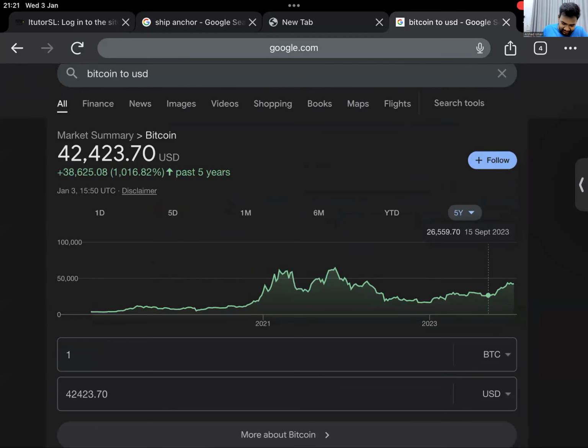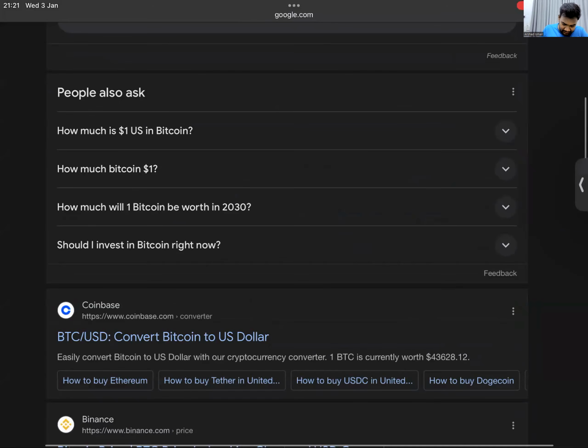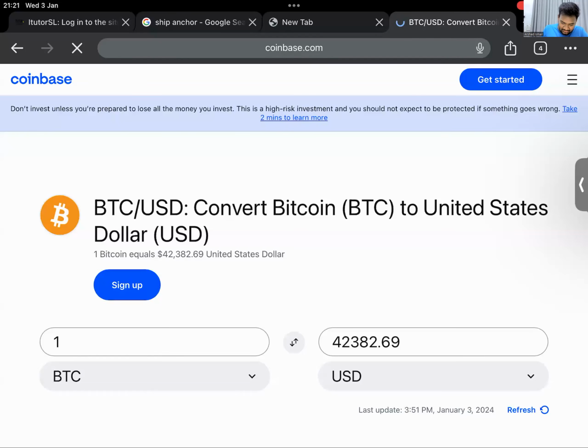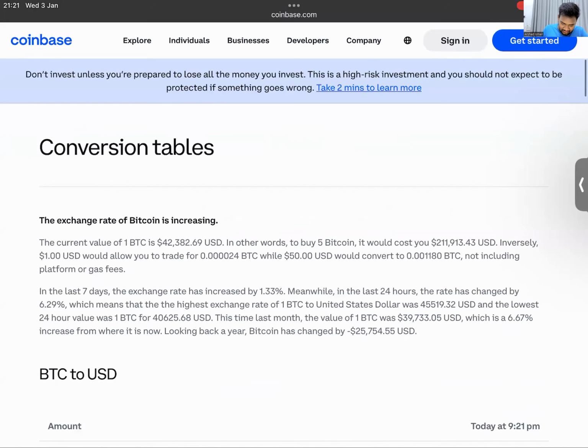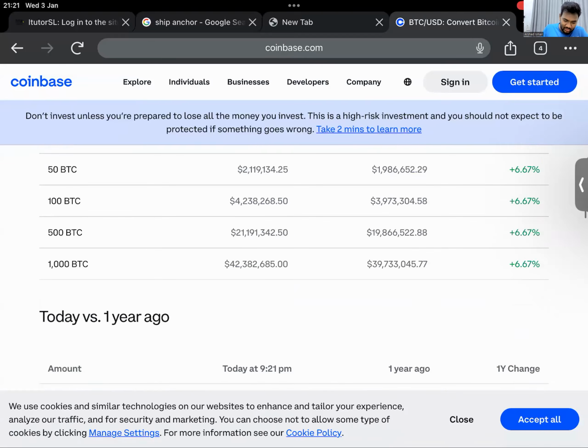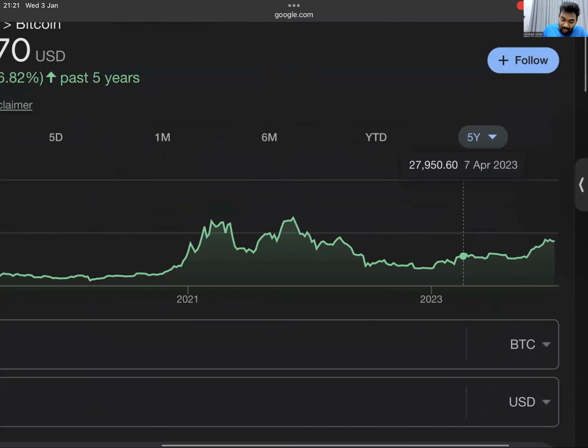Not very clear, no? I think Coinbase has a better chart. They have a chart. No chart. No. Okay, we'll look at the normal chart in Google. You see now, one Bitcoin.